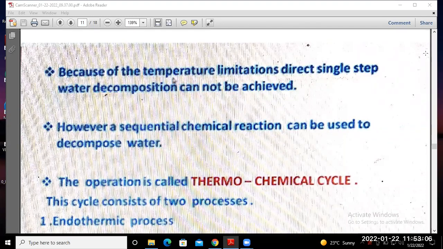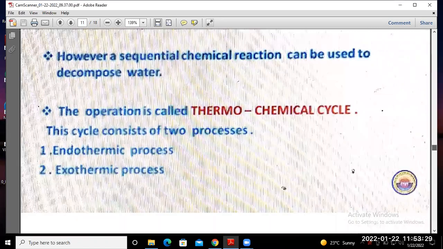However, a sequential chemical reaction can be used to decompose water. The operation is called the thermochemical cycle. The cycle consists of two processes, endothermic and exothermic. So when the endothermic process and the exothermic process complete, the cycle is complete. That means a sequential decomposition chemical reaction can be used to decompose the water.